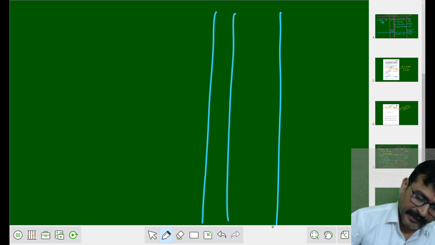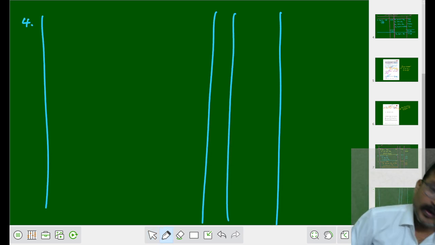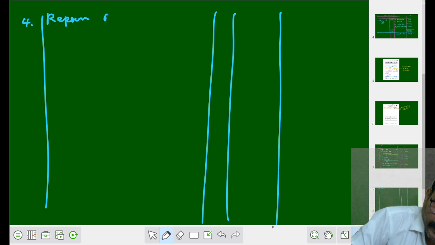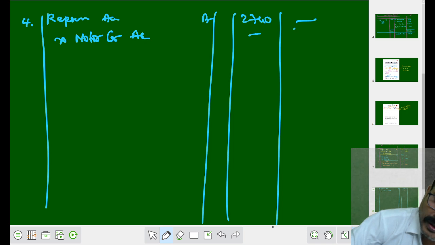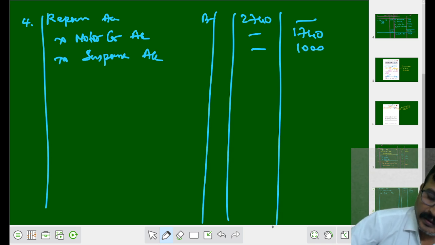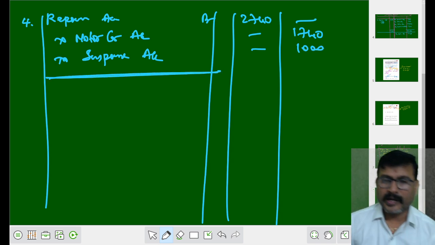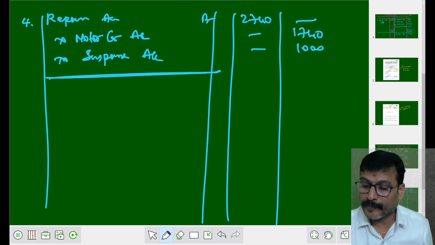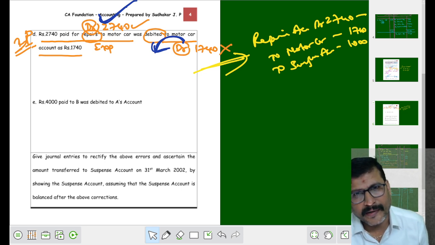Now your rectified entry for the fourth transaction will be what? Repairs account debit 2740, to motor car account 1740. The difference comes to what? Suspense account 1000. Being wrong debit to motor car account is rectified. I hope you got it right.